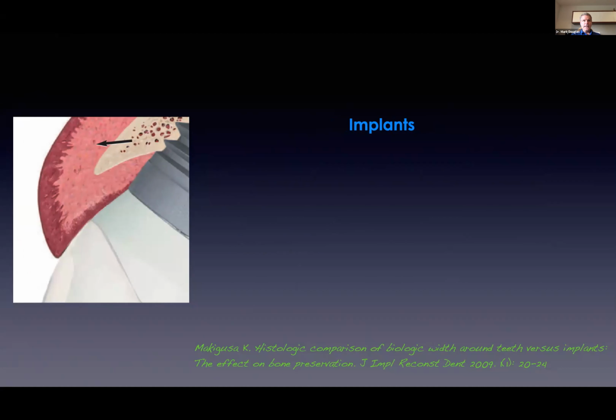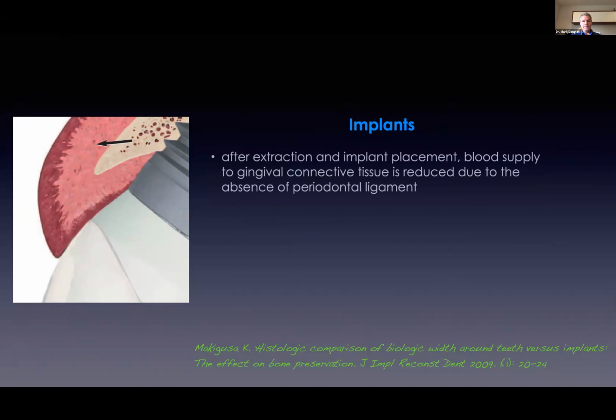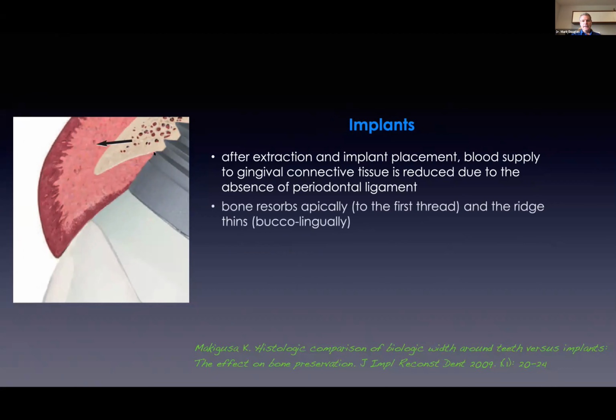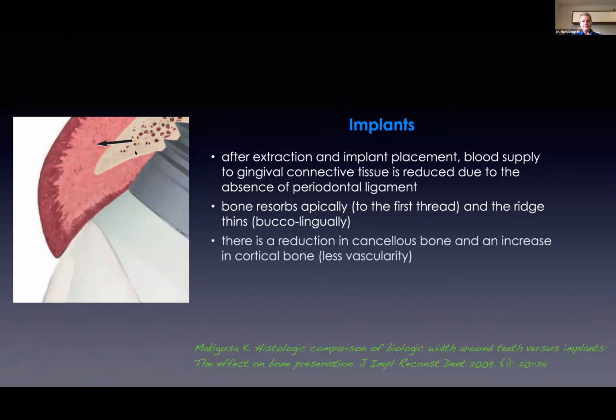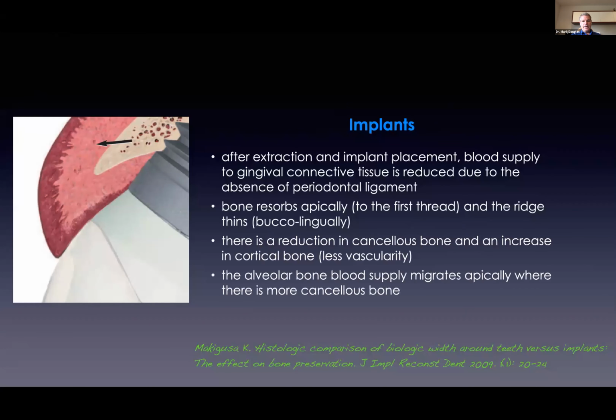After extraction and you place an implant, we lose the periodontal ligament. So what happens? The blood supply to the gingival connective tissue is reduced due to the absence of the periodontal ligament. So bone resorbs apically, usually to the first thread in a conventional implant, and the ridge thins buccolingually. There's also a reduction in the cancellous bone and an increase in the cortical bone. So there's less vascularity, which means it's harder to do bone grafting afterwards.